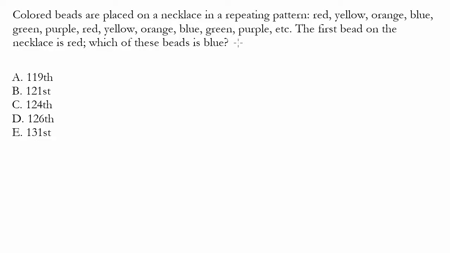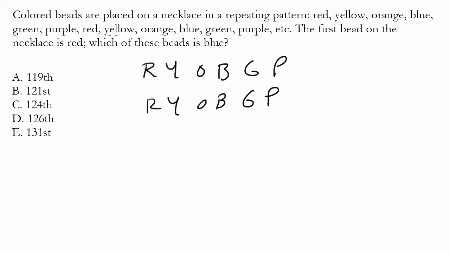Okay? And what would we do? So again, we could write out red, yellow, orange, blue, green, purple, all the way until the hundreds, and then determine which one of those is blue. But that's going to take forever. So what's the best way? Well, notice it's a pattern, right? It's red, yellow, orange, blue, green, purple. Red, yellow, orange, blue, green, purple. So notice this is a repeating set of 6.